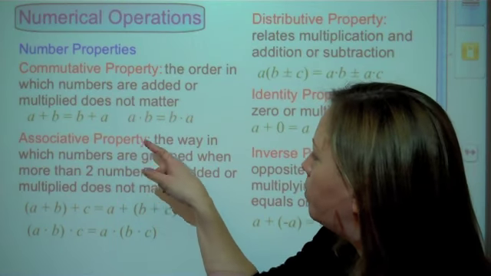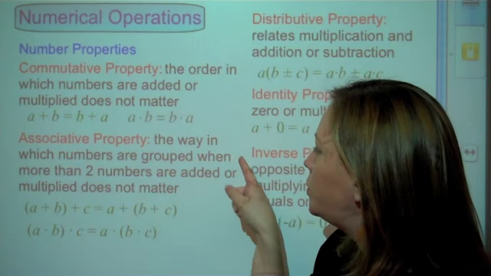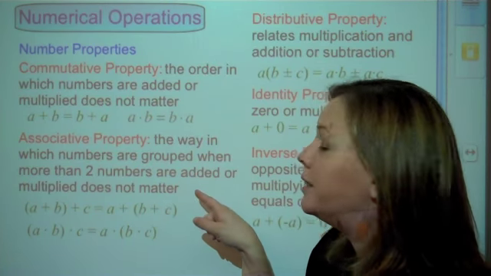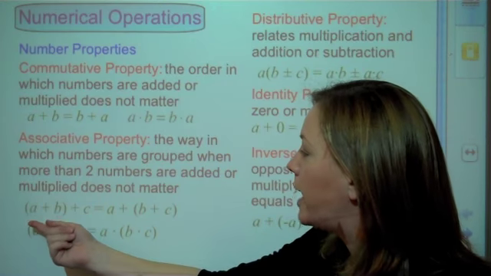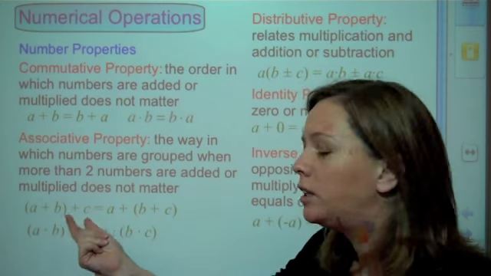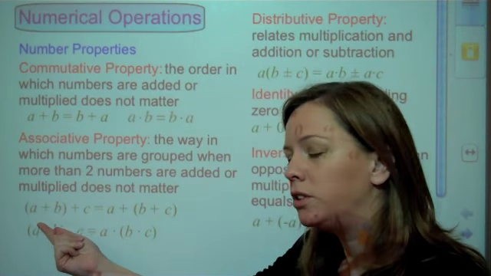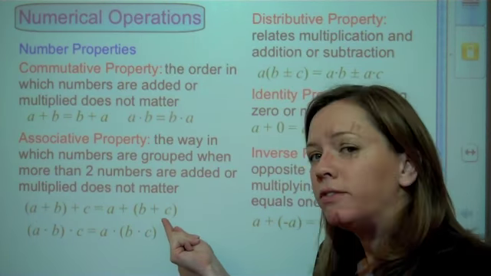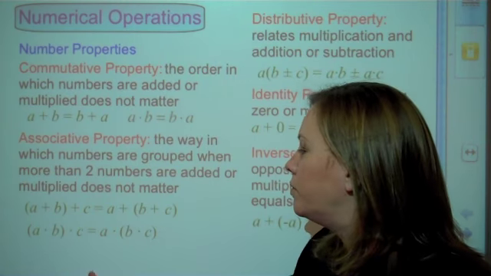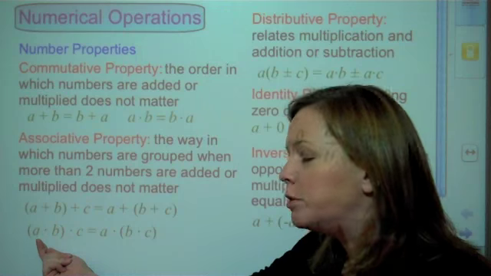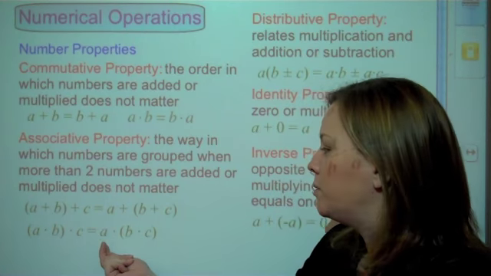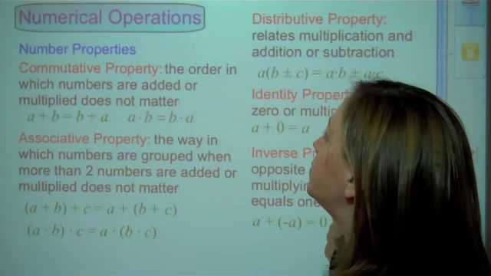The associative property says the way in which numbers are grouped when more than two numbers are added or multiplied does not matter. So, for example, if you're adding three numbers, a and b and c, you could add together a and b first, or you could add together b and c first, and it's going to remain equal. Same thing with the product. A times b times c is the same as a times b times c.